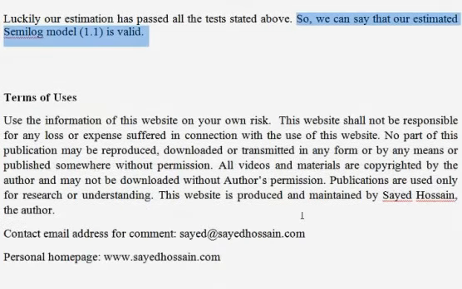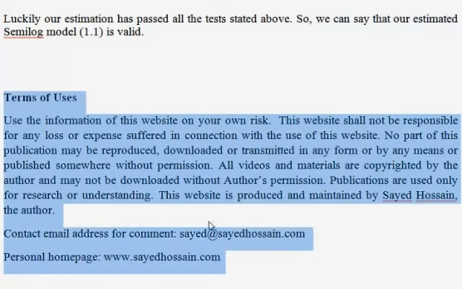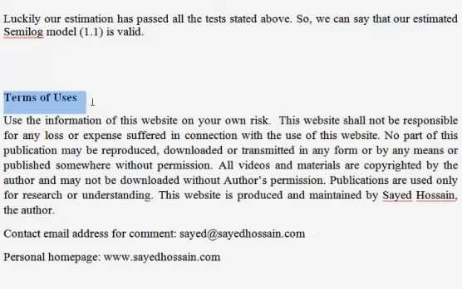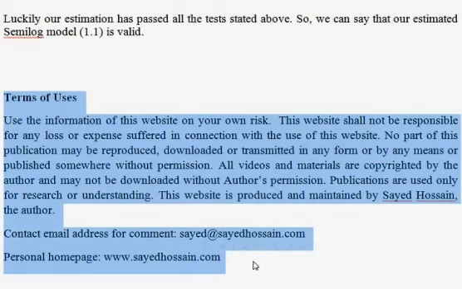So that is the story, and here are the terms of use that you can see.